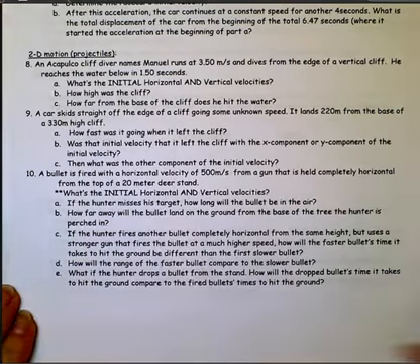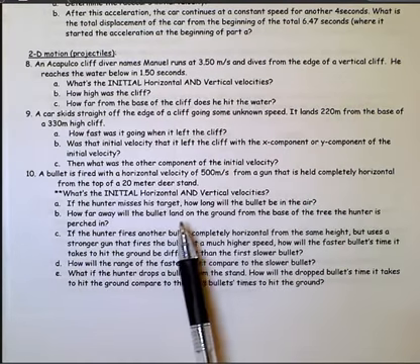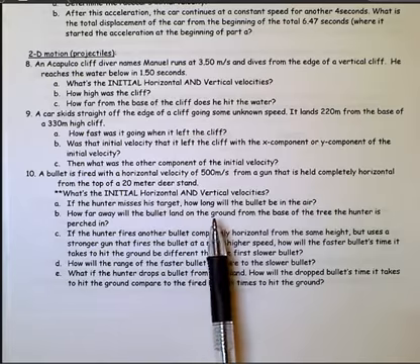This is number 10 under 2D motion projectiles. We did this one in class. It's a bullet being fired with a gun held completely horizontal to the ground in a deer stand that's 20 meters high.